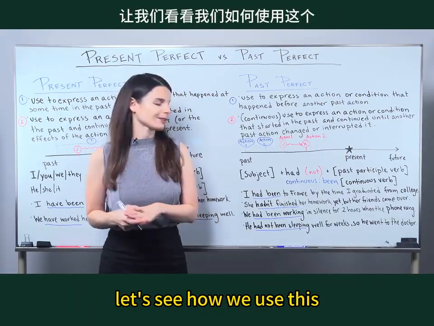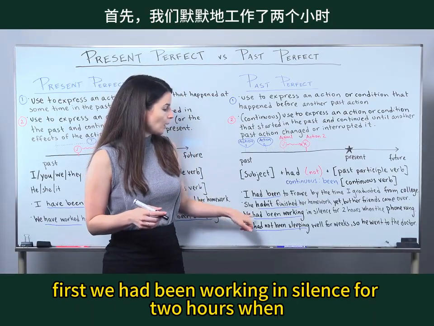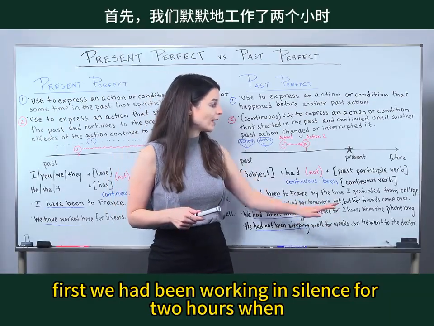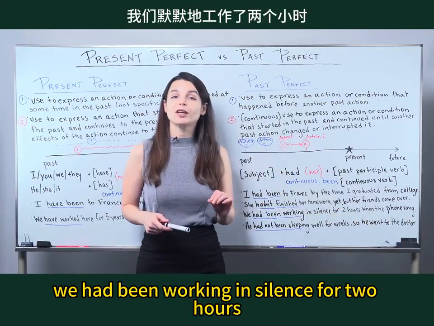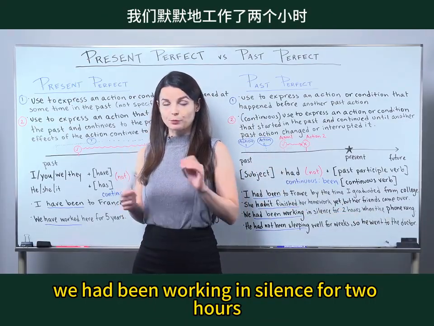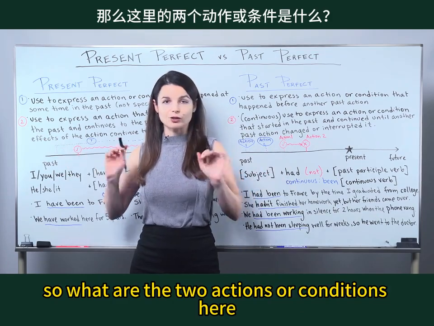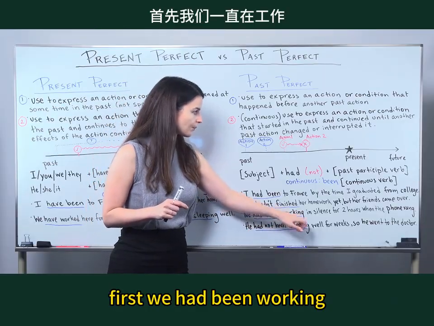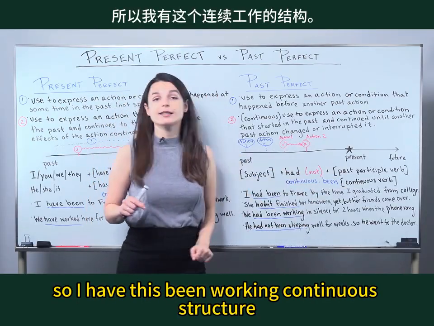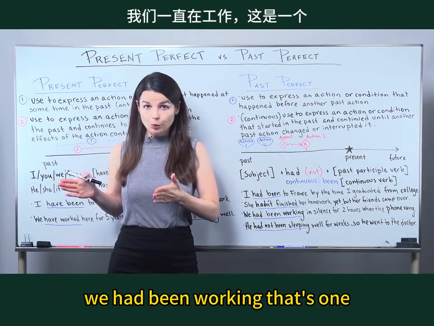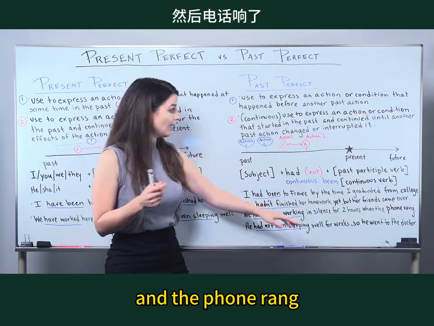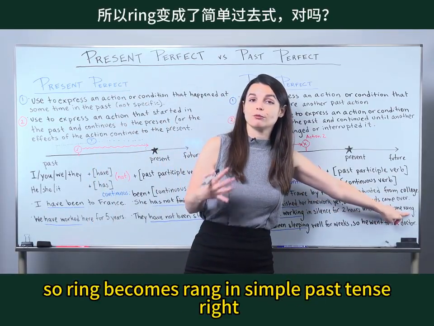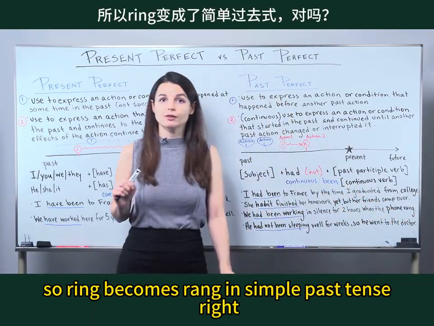Let's see how we use this. First, we had been working in silence for 2 hours when the phone rang. So what are the two actions or conditions here? First, we had been working. So I have this been working continuous structure. We had been working, that's one. And the phone rang. Here's my past tense verb. So ring becomes rang in simple past tense, right?